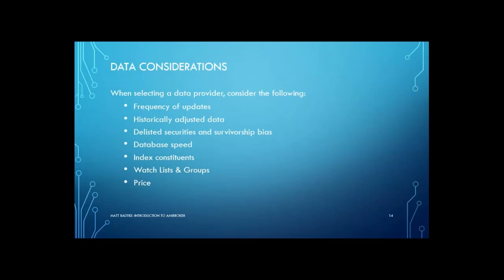Delisted securities is a really big deal. If you want to test on a long history of, say, the S&P 500, you have two challenges. One is, in order for your backtest to be accurate, you need to know which stocks were members of the S&P 500, say back in the year 2000, 2001, 2002. And also, obviously, you need to at least have all of those stocks in your database.